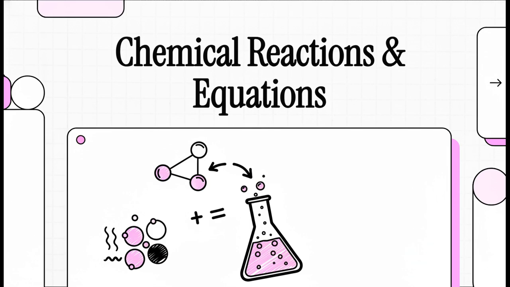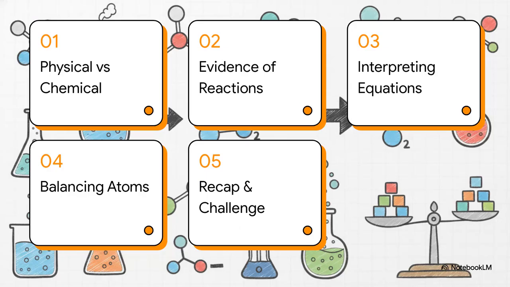So today, we're going to look at the defensible evidence of chemical reactions, and we'll learn exactly how to write them out mathematically. Here is our macro to micro roadmap for today. We're going to cover physical versus chemical changes, the evidence of chemical reactions, interpreting symbolic equations, balancing the atoms, and finally, a quick recap and a transfer challenge.